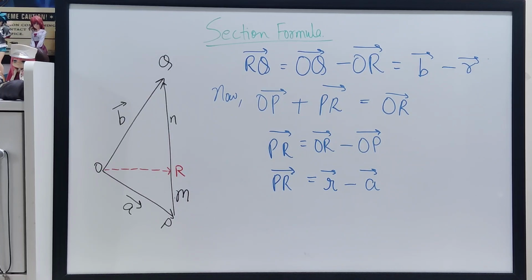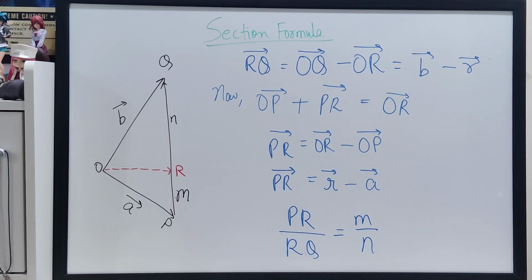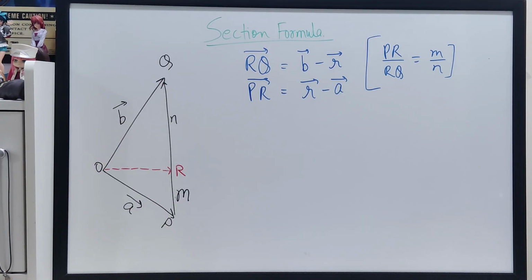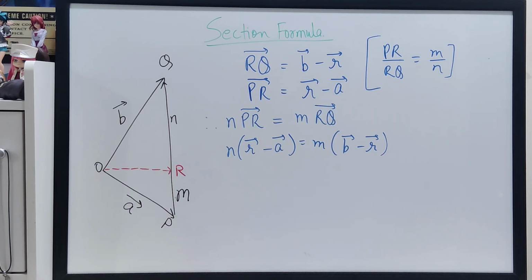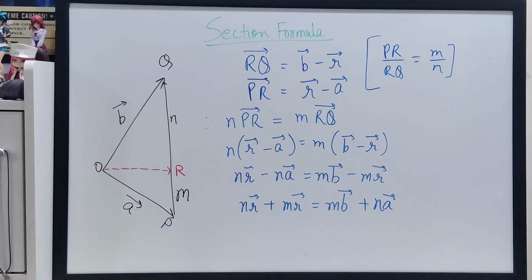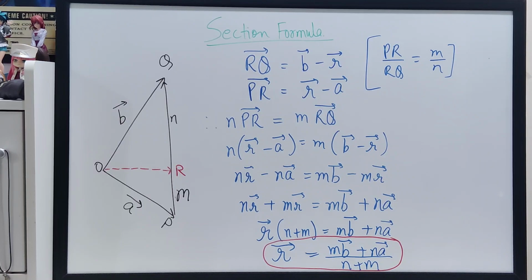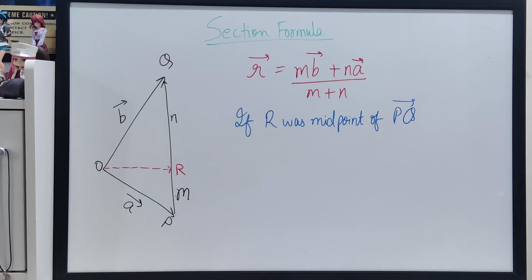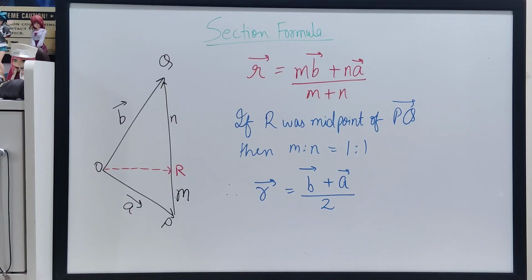Now we have the ratio given, PR by RQ is equal to m by n. So if you cross multiply, n PR is equal to m RQ. Now fill in the values for PR and RQ that you just calculated. So this gives you the value of R, which is (mB plus nA) by (n plus m). Now if R was intersecting the line PQ at the midpoint, it would have divided the line in the ratio 1:1. So n plus m would have been 2. So R turns out to be (B plus A) by 2.